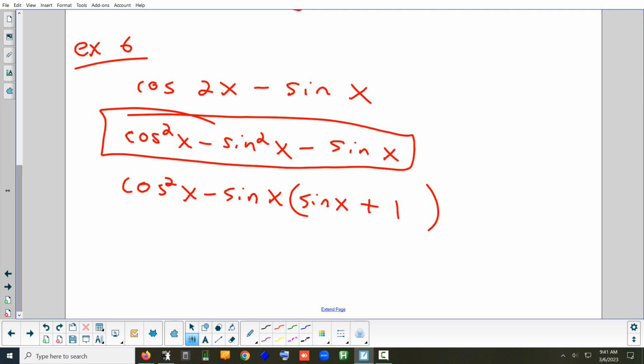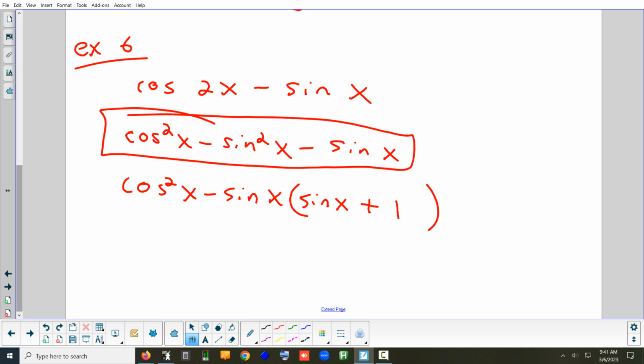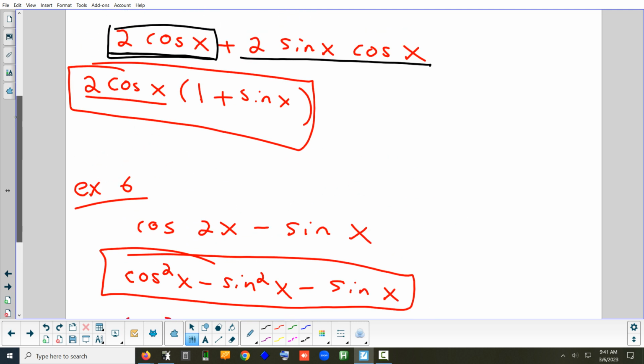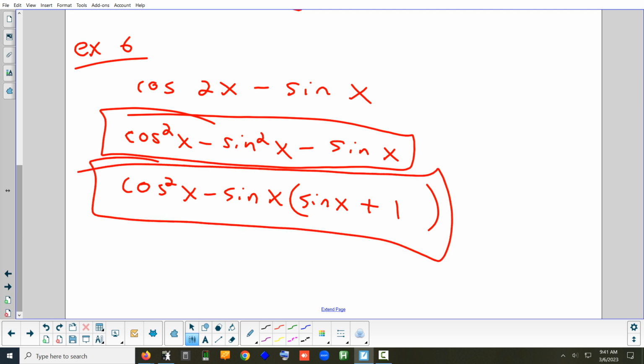The way you can check it is distribute it back out. Negative sine times positive sine is negative sine squared. And negative sine times positive 1 is negative sine. So that's about all the factoring you could do on this problem. It doesn't factor quite as nicely as the last one. But this answer is also correct. Any questions on that?